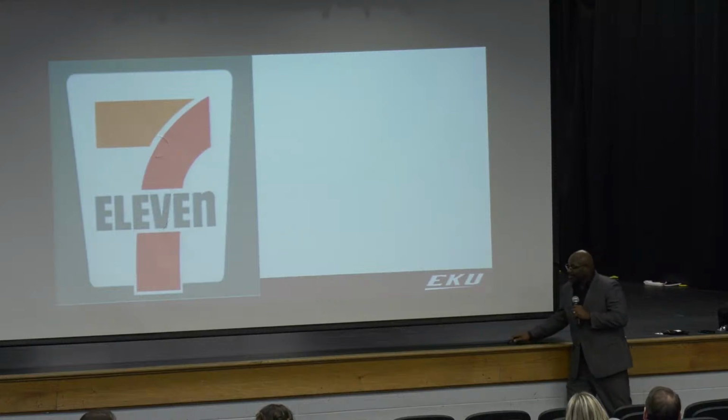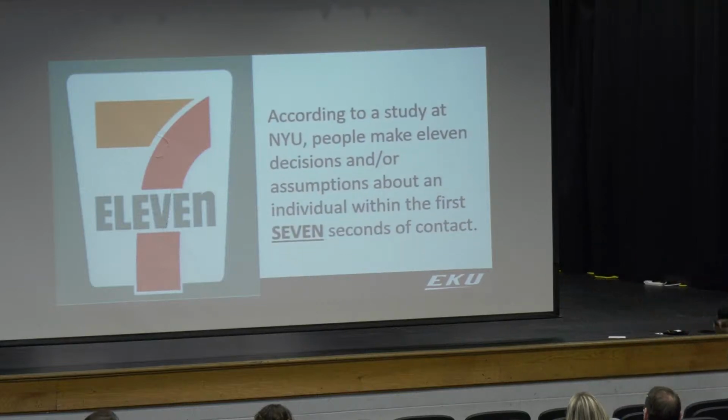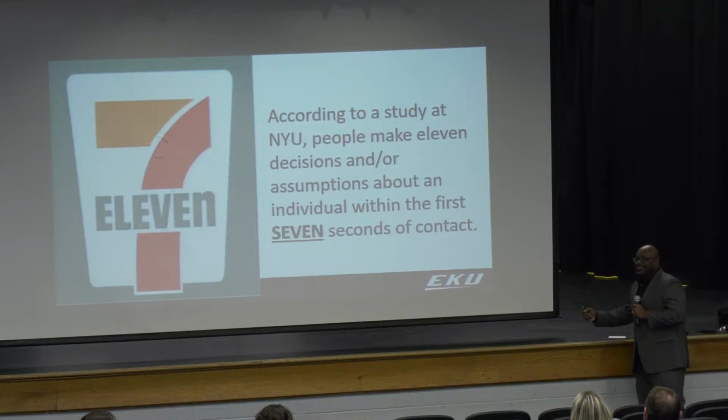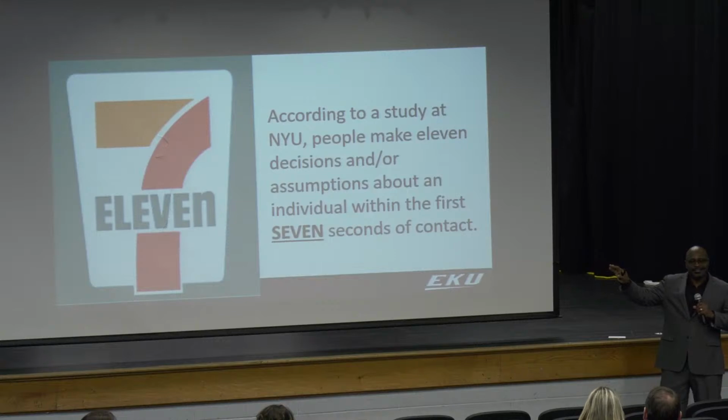Look at this study, another Ivy League. I had to do this because y'all won't believe me. According to a study at NYU, people make 11 decisions and or assumptions about an individual within the first 7 seconds of contact. Within the first 7 seconds. So I don't know what y'all saying about me. I'm just playing. But think about that. Even a title or anything.